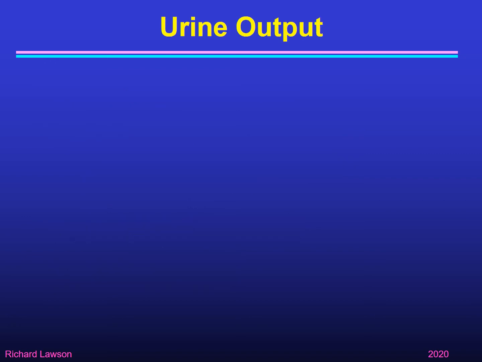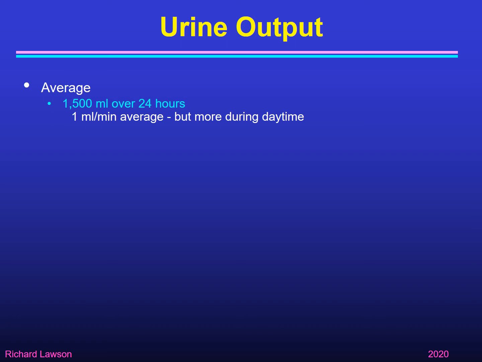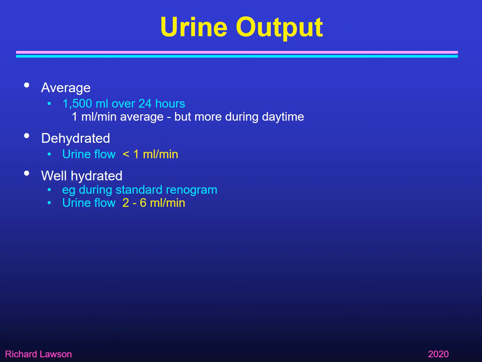Now let's just discuss the urine output. On average, we produce about 1.5 litres of urine over a 24-hour period. So average throughout the day, that would be 1 ml a minute, but it's going to be more during the day and less during the night. So let's assume that a dehydrated patient would have a urine flow of somewhat less than 1 ml a minute, and that a well-hydrated patient, which is what we aim for during a standard renogram, because we aim for the patient to have a little bit more than average urine flow, it's been shown that typically we get between 2 and 6 mls a minute.